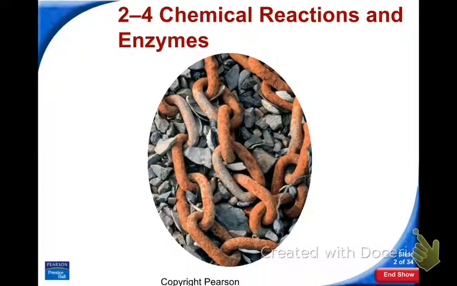Okay, this is our lecture on chemical reactions and enzymes. And you might be wondering why we have a picture of what clearly is a very rusty chain. Well, what happens to iron, steel, when you leave it outside exposed to water and oxygen? You get rust. And rust is an example of a chemical reaction where you take a product, which is the chain here, and you create something called iron oxide, which is the rust.